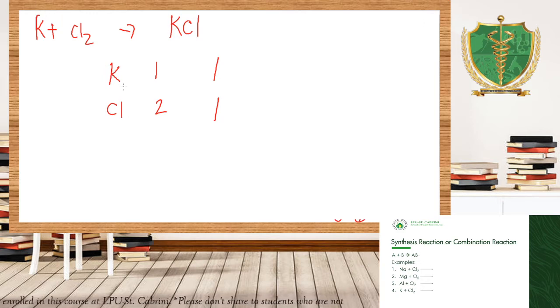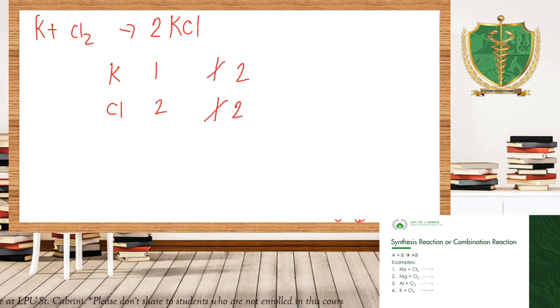So, ano una natin gagawin? I-balance natin ang chlorine. Mag-a-add ba tayo dito ng coefficient? No. Kasi mas mataas na yung reactant mo kaysa sa product. So, dito ka magdagdag. What will be the coefficient that we are going to write? 2. Sir, bakit 2? Kasi 2 to. Dapat na-balance mo siya. This will become 2.